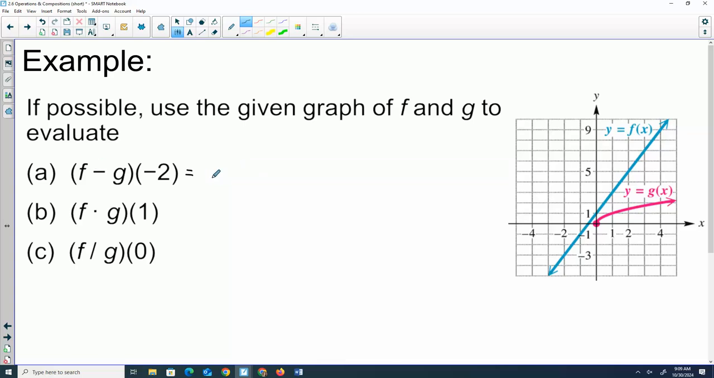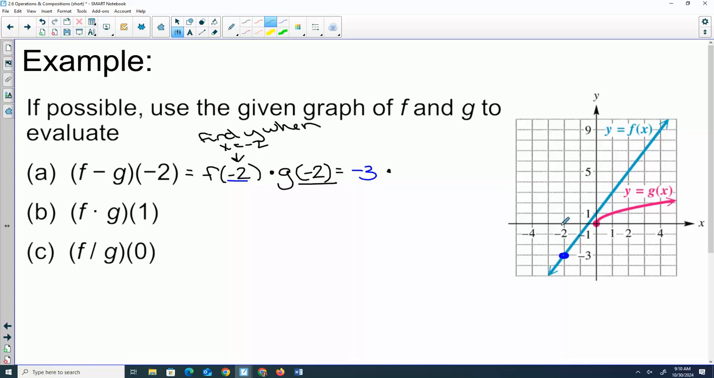When I say f times g of negative 2, that means I find f of negative 2 times g of negative 2. Okay, f is the line. When I say f of negative 2, that means find y when your x is negative 2. So if I go to my graph, when my x is negative 2, the y value of this one is negative 3. Okay, times g of negative 2.